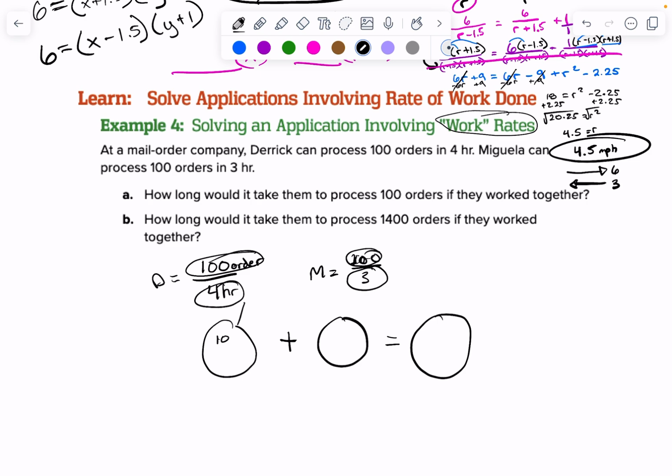So let's start with 100 over 4 is what we've got going on here. 100 over 3. I want to know how long it will take me to process 100 orders. So I want the work done over here to be 100, but I don't know how long that's going to take. Right, so I've got X on the bottom. I want it to result into that, and I want to figure out what that X amount has to be, and that's the number of hours it's going to take. So all I have to do is look at this and find a common denominator with those 3, okay?